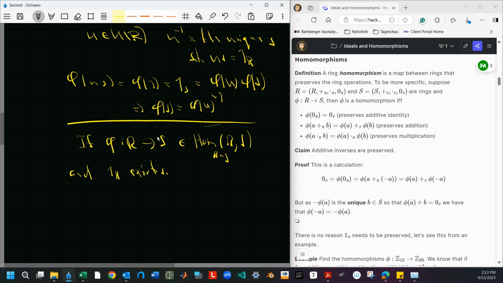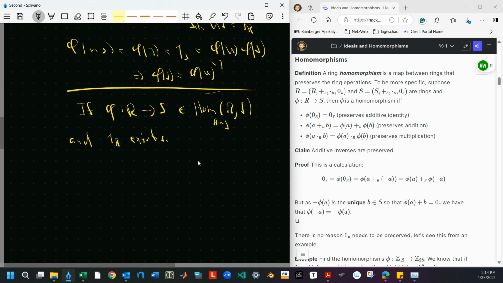Notice it doesn't have to be the case that there's a unit in S. Let's see, I didn't actually think of an example of this. Let me come back and think about an example. I think I know an easy one. But what I want to point out here is even if there is a 1 in S, it doesn't have to be the case that phi maps 1 to 1, right? So that doesn't have to be the case.